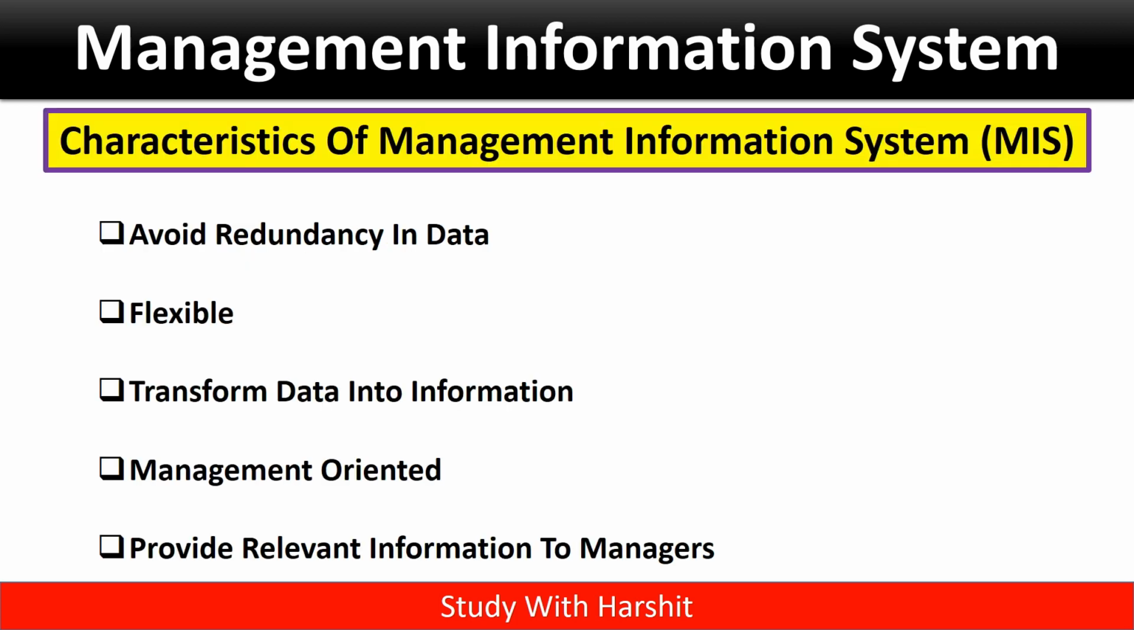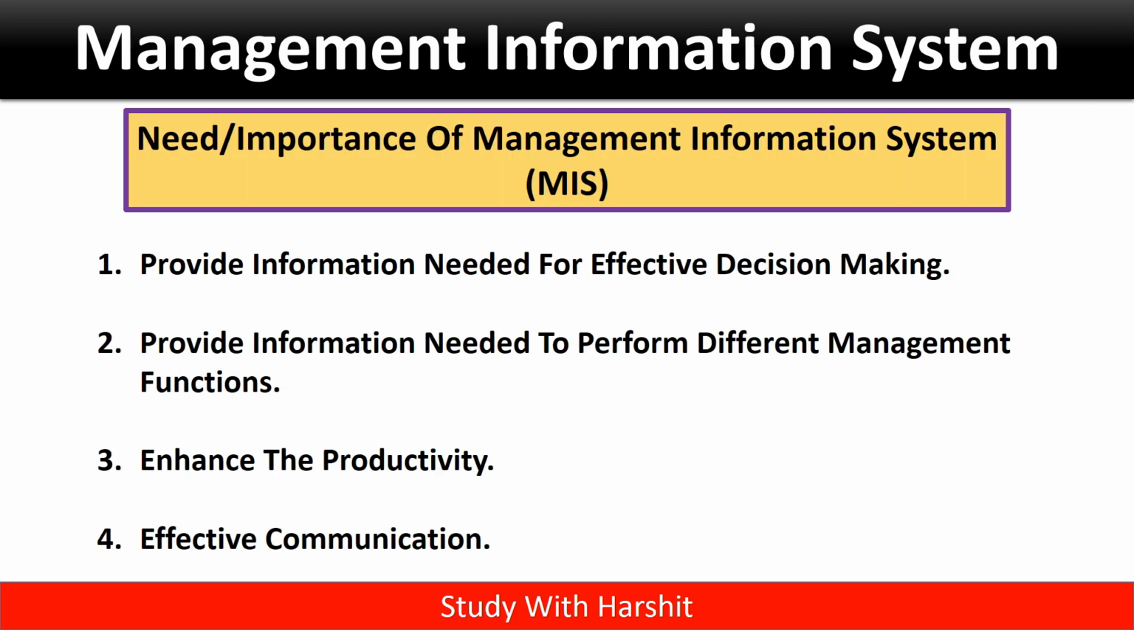Characteristics of Management Information System, MIS. Avoid redundancy in data, flexible, transform data into information, management oriented, provide relevant information to managers. Need and importance of Management Information System. First one, provide information needed for effective decision making. Second, provide information needed to perform different management functions. Third, enhance the productivity. Fourth, effective communication.